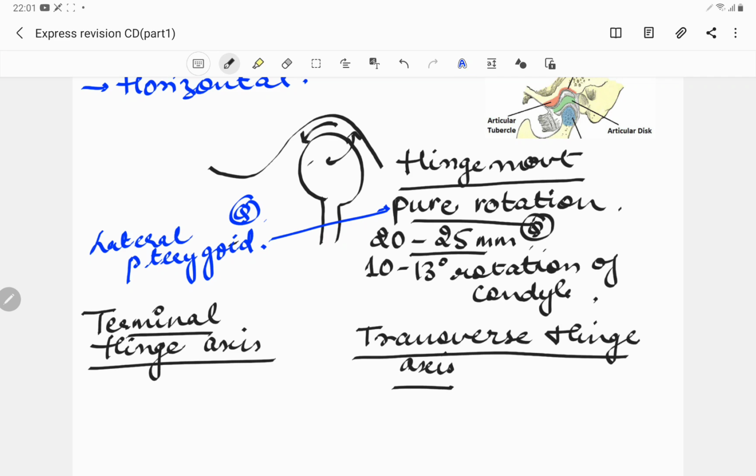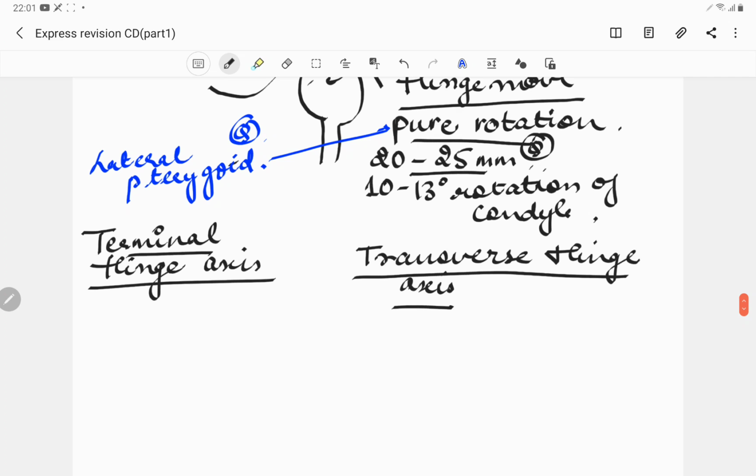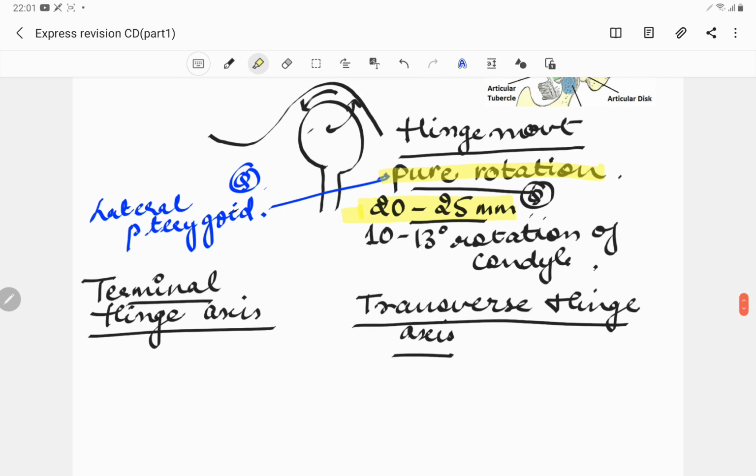So hinge movement is the pure rotation movement. That means the condyle is moving to and fro. There is no forward movement of the mandible till now. This is the pure rotatory movement which occurs in the 20 to 25 millimeter of the mouth opening, and the condyle rotation is less than 13 degrees, 10 to 13 degrees of rotation of the condyle.